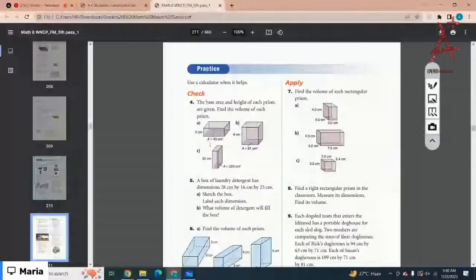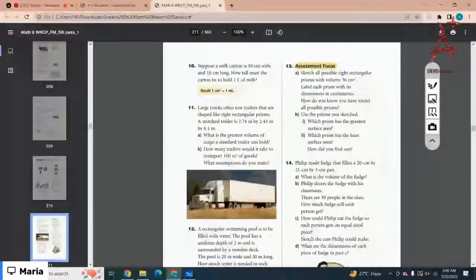Okay, suppose a milk carton is 10 centimeter wide and 10 centimeter long. How tall must the carton be to hold 1 liter of milk? 1 centimeter cube is 1 milliliter. So you can calculate how tall. That means that would be 10.